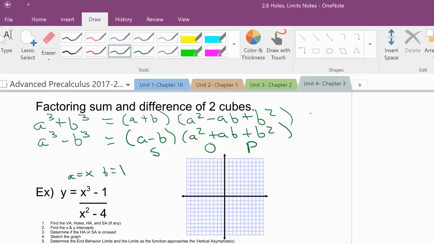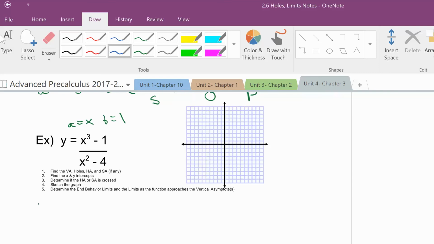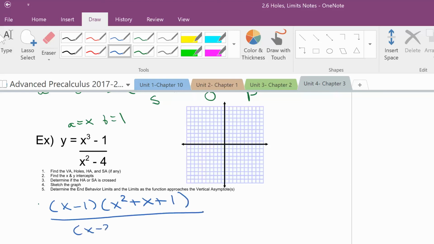So to factor x to the third minus 1, you use the fact that a is x and b is 1, because those are the cube roots. So x to the third minus 1 becomes x minus 1 times x squared plus 1 times x, which is x, plus 1 squared, which is 1. Then that's over x minus 2 times x plus 2. Nothing cancels out here.